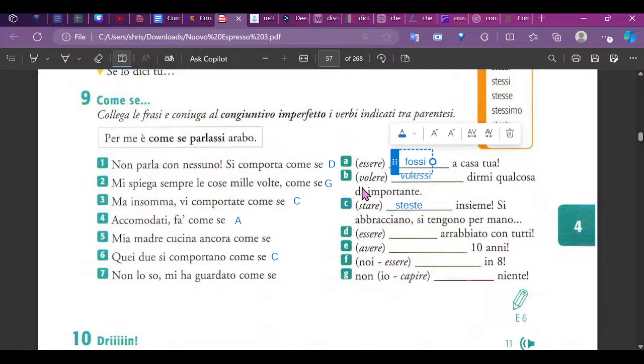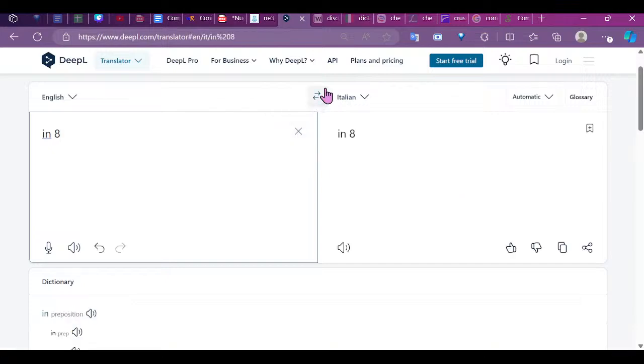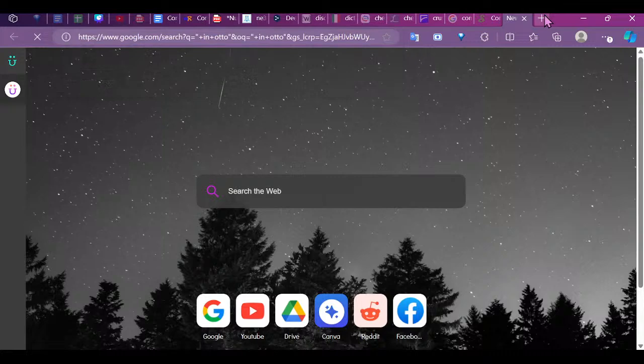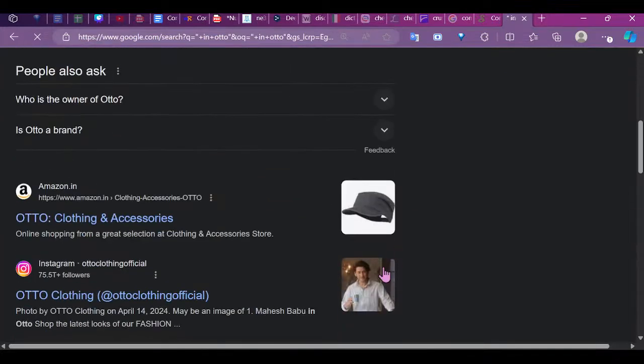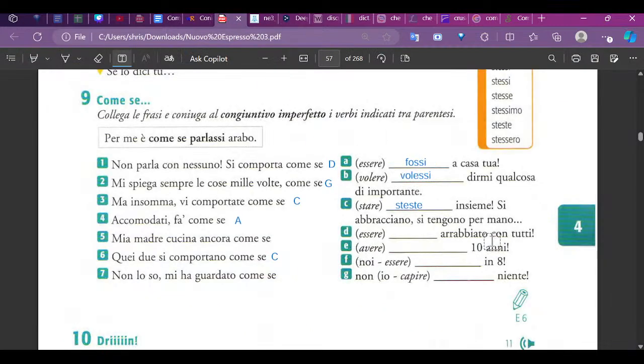Come se 10 anni? Oh. In 8, what does that mean? Is that some weird phrase I don't know about? What is that? Google that. Nope, not this. Oh, that's confusing. Arrabbiato, that would definitely be D. Non parlo con nessuno.